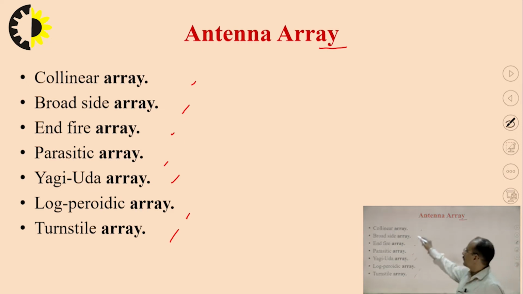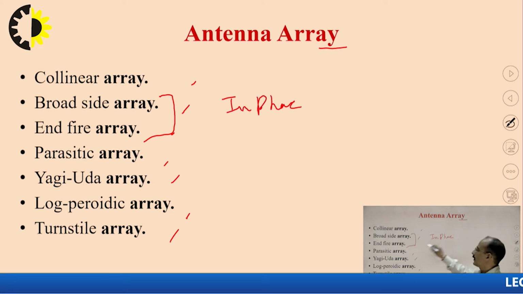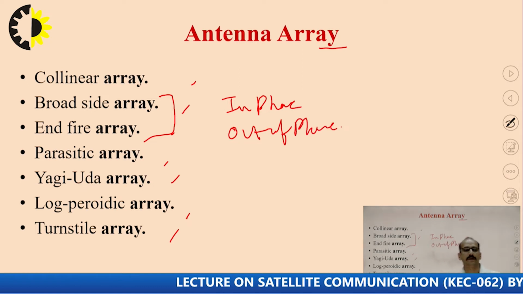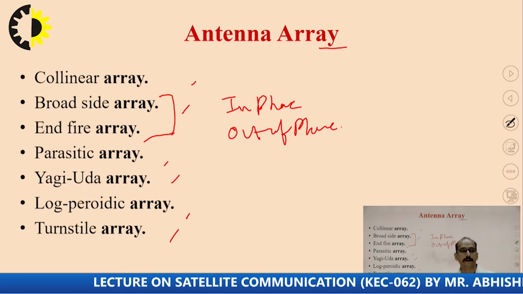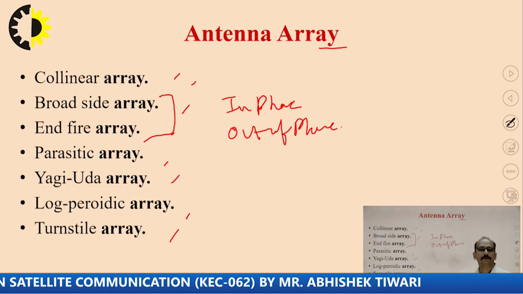The main arrays are broadside and end fire, because in both, the only difference is how we apply the feeding to the elements. In the broadside case, all the elements of the antenna are fed in phase, but in the end fire case the applied voltage is out of phase, or we can say that there is a phase difference between two consecutive elements' feeding. Similarly, there is a collinear array, and other elements are also there.